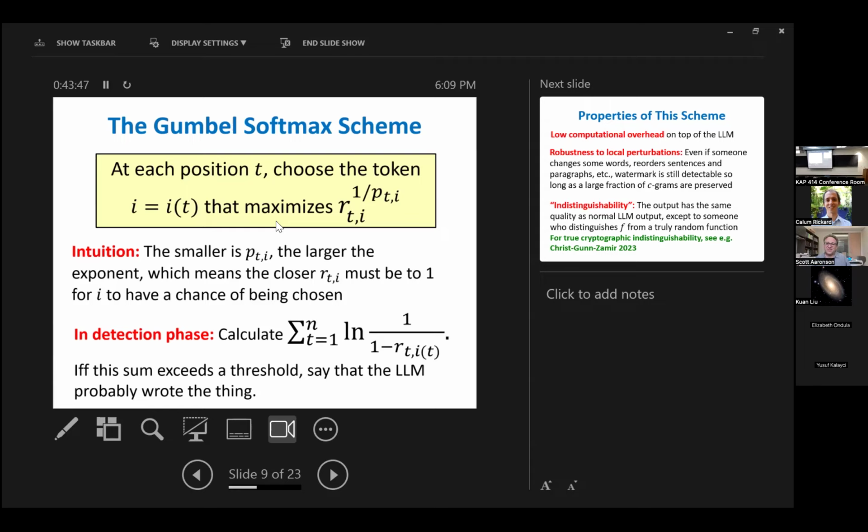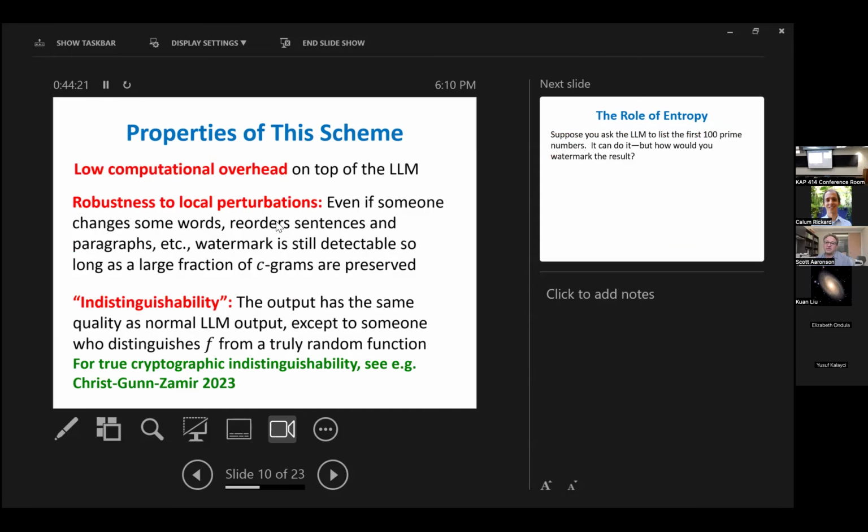And we can actually prove a theorem that this sum will be systematically larger in watermarked text than it will be in normal text. And so at the end, we will simply say, if this sum exceeds a certain threshold, then this text was probably written by this specific LLM, and otherwise, probably not. So there is very low computational overhead to running this scheme. It's basically just the time to run normal model inference plus an epsilon.